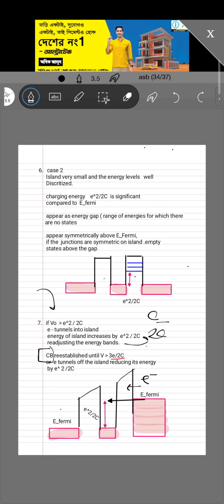That means from e/2C, the Coulomb blockade now is 3e/2C.